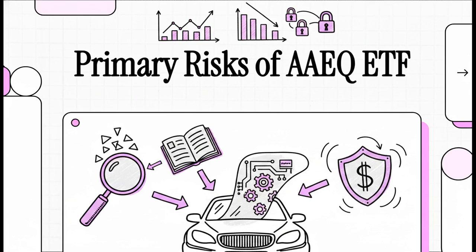We're going to completely peel back the layers and translate the dense legal risks of one specific fund, the Alpha Architects U.S. Equity 2 ETF, or AAEQ. We're making this totally accessible so you know exactly what's going on under the hood.